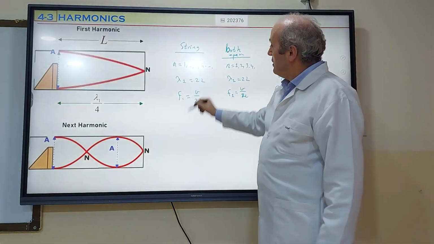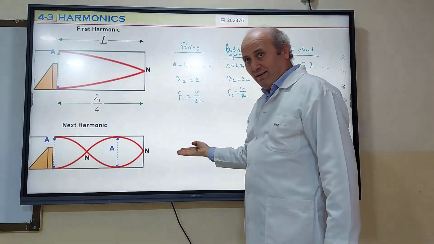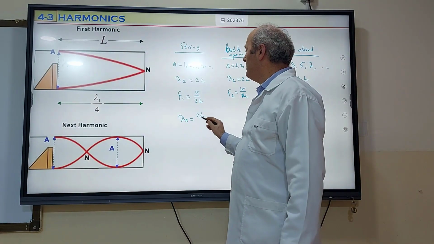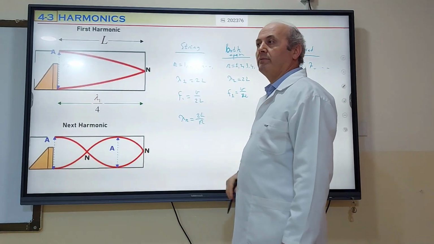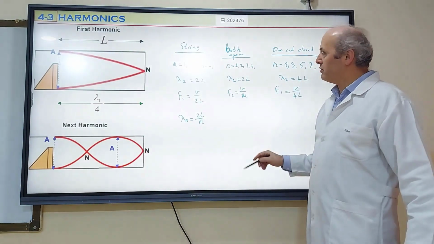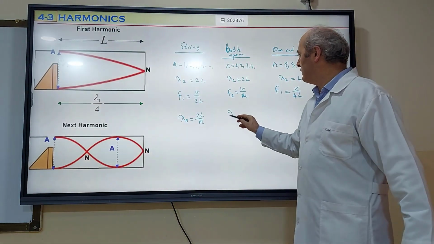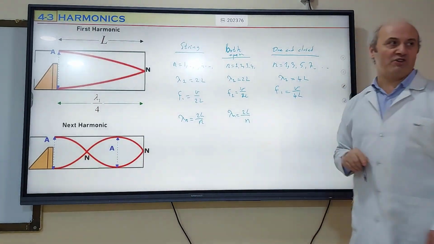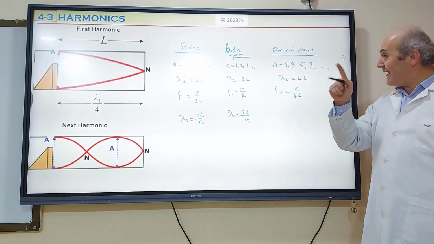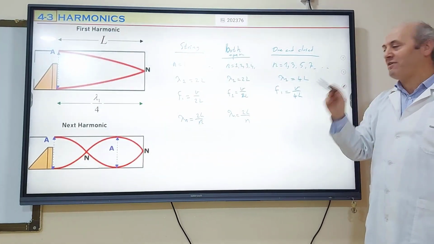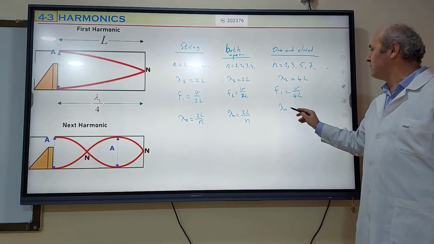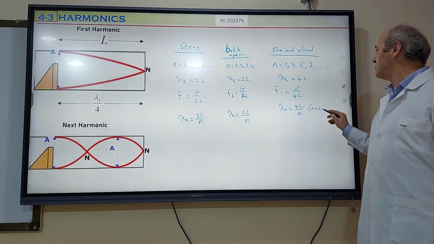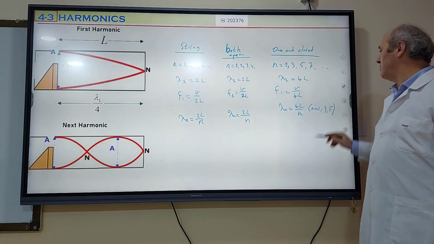For wavelength, I can use this equation: lambda is equal to 2L over n. It's a common equation I can use for the both-ends open pipe as well. Lambda is equal to 2L over n. Here it changes: 4L over n, and n is 1, 3, 5. Lambda is equal to 4L over n, where n is 1, 3, 5, and so on.